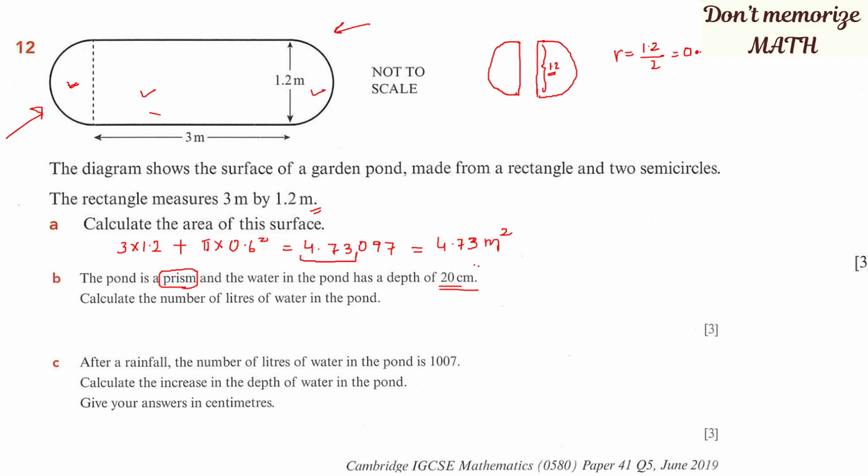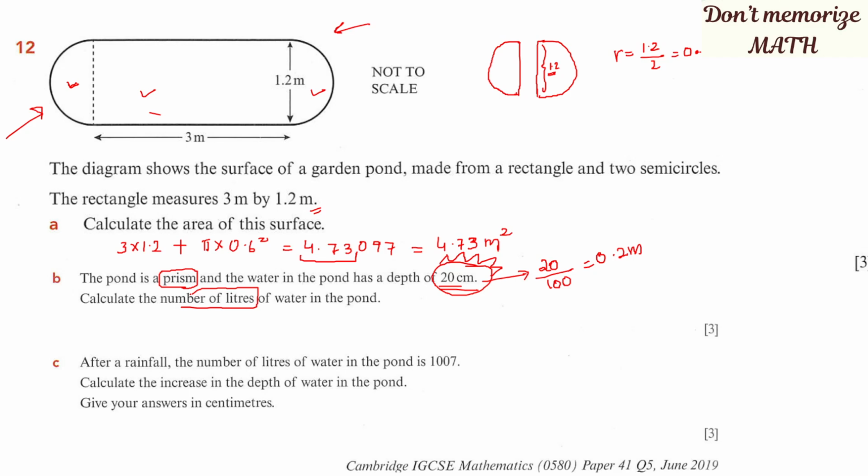Okay, here be very careful. Why? Because all other measurements are in meter, so this also you have to convert to meter. So 20 divided by 100, you will get 0.2 meter. Very careful. Okay, be very careful. Now calculate the liters of water in the pond. So how much it contains, how much water it contains, like that.